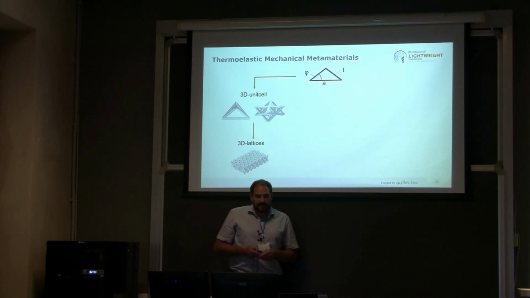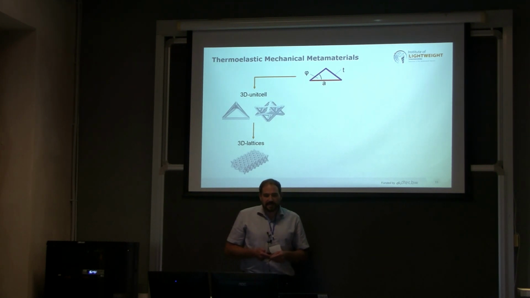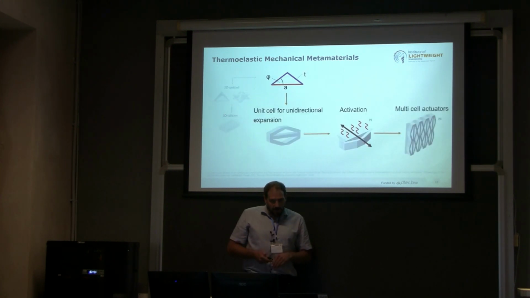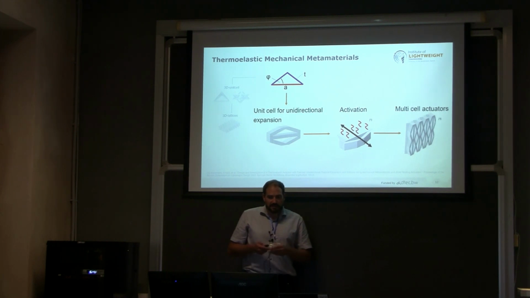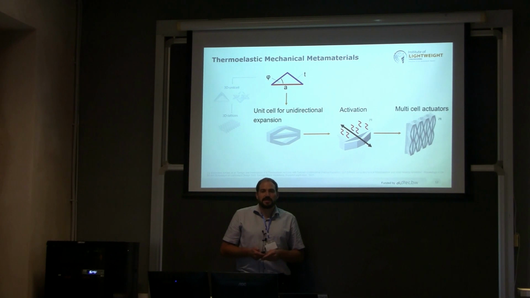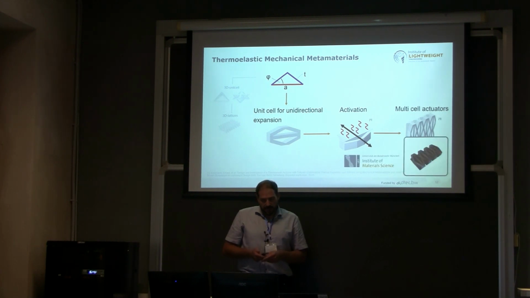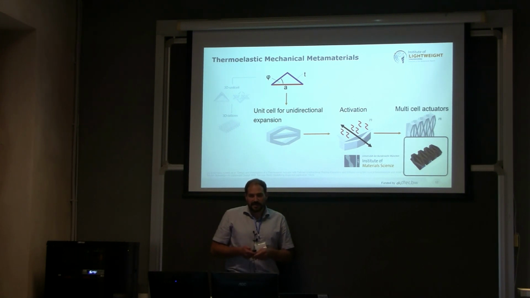If you now take these mechanisms as building blocks, you can arrange them into 3D unit cells and build 3D lattices to design arbitrary structures. Or, what we did, we designed a unit cell for unidirectional expansion, and we added a cone-shaped activation structure so that we can apply heating elements that are space qualified. We want to print multi-cell actuators, and we already printed a test structure at the Institute of Material Science by my colleague Isabel Prestes.